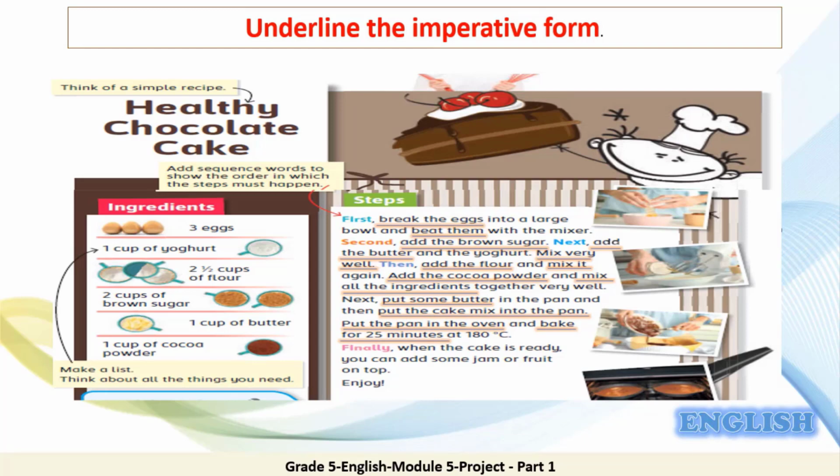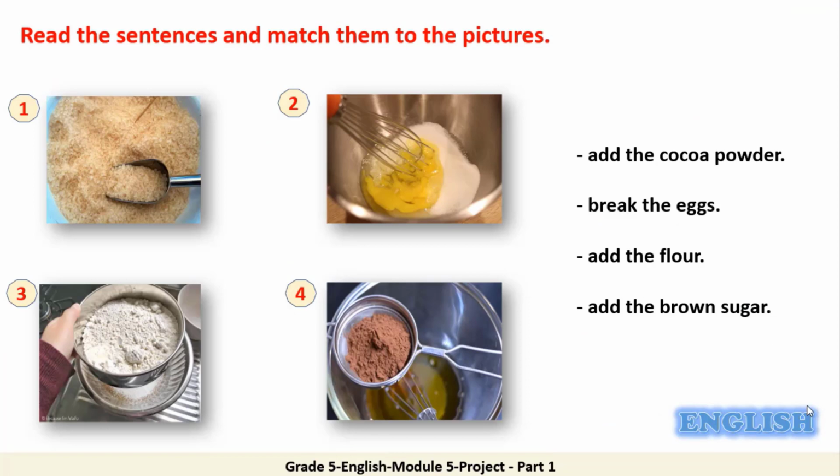Well done. Dear students, look at these pictures. How many pictures do we have here? Here we have 4 pictures. How many sentences do we have here? Here we have 4 sentences. So you are going to read the sentences and match them to the pictures. Let me help you to do the first one. Number 1. Add the brown sugar. Now it's your turn. You can stop the video and do the task. Go on.